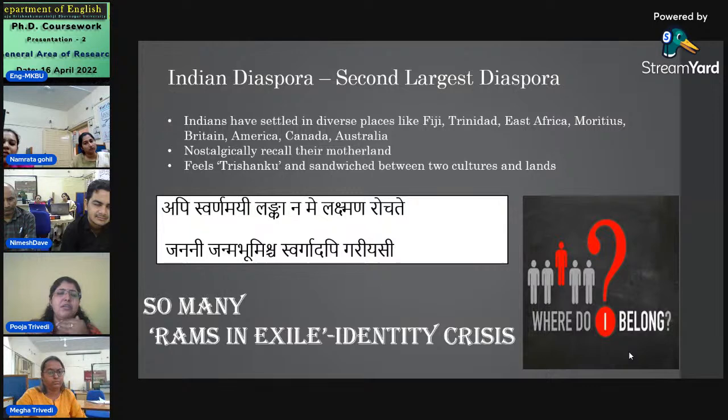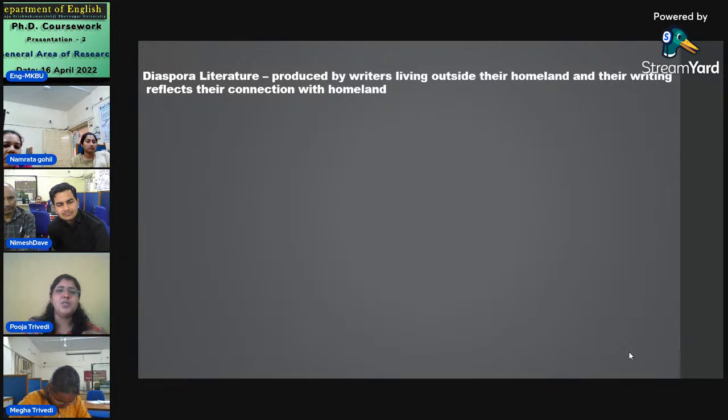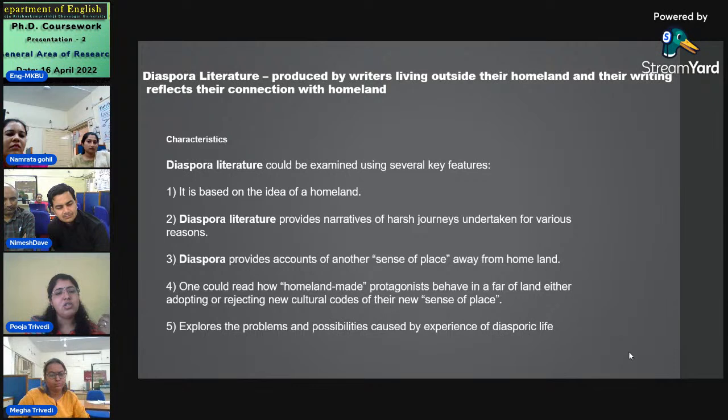If they are gifted ones, if they have intellectual gifts, all these things are transformed into writings, and the new genre upcoming in literature is diaspora literature. Diaspora literature is produced by writers living outside their homeland, and their writing reflects their connection with the homeland. Whatever they are writing about, it reflects some connection with their homeland. If we see the characteristics of diaspora literature, there are some key features. It is based on the idea of homeland. Even if they are living in America or Australia, they are writing about India.